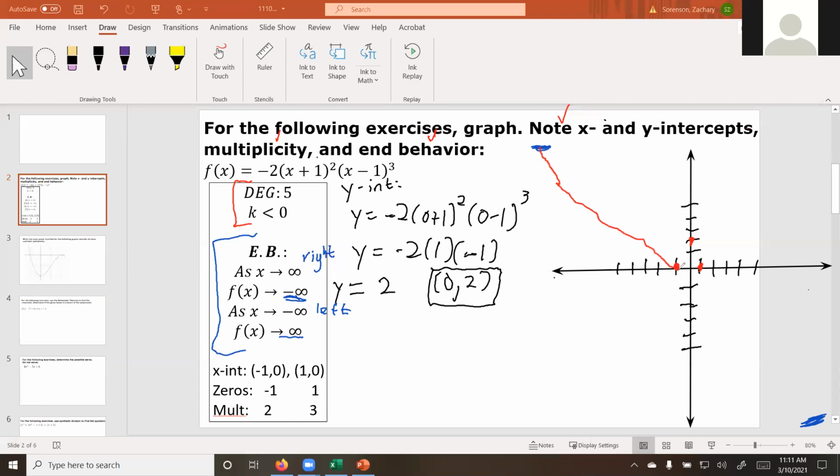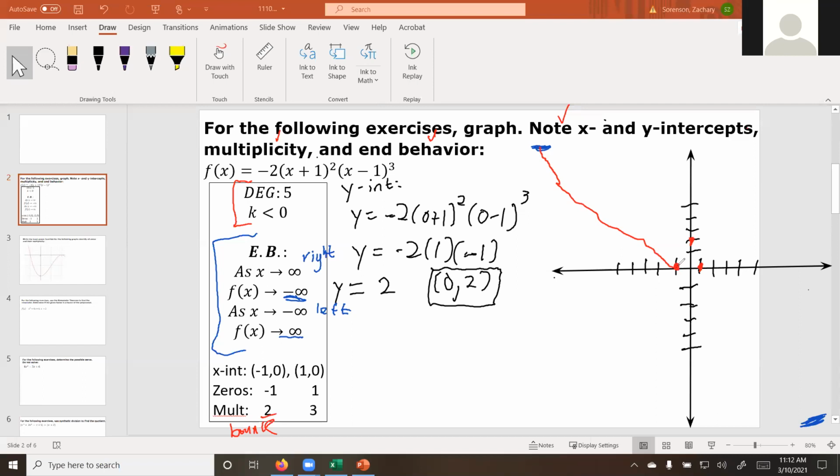What does that mean for the point? Am I bouncing off of it? Am I crossing off of it? Am I wiggling on it? What do I do? Remember last time we kind of had that picture that showed us 3 possibilities based on the multiplicity. Bouncing. Bounce. Multiplicity 2 means I'm always going to bounce.